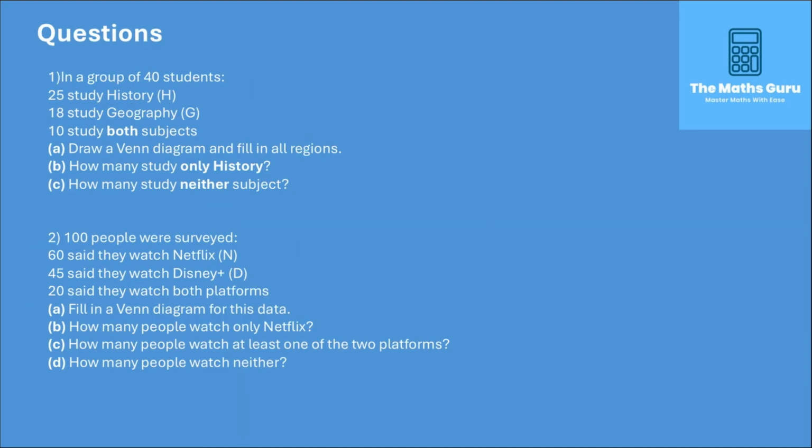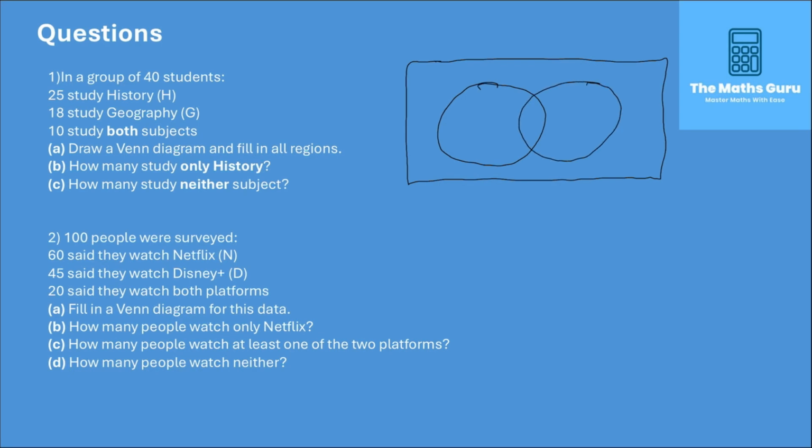Okay, moving on. Looking at some questions now. In a group of 40 students, 25 study history, 18 study geography, and 10 students study both subjects. First of all, we need to draw a Venn diagram and fill in all the regions. So let's get started on that. So we first draw our outer region, our box, and we have our circle as such, and our next circle like this. And we're told 25 study history and geography is the other.